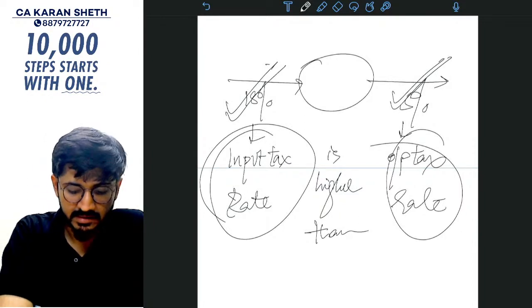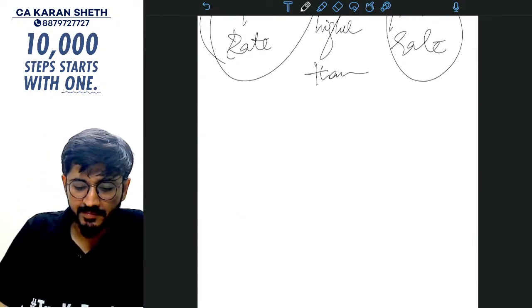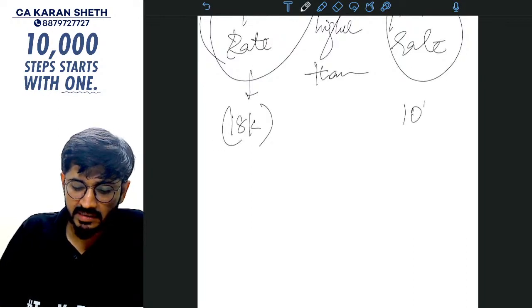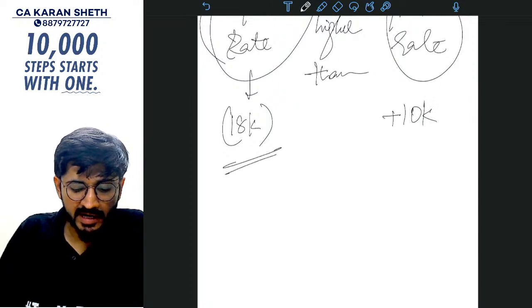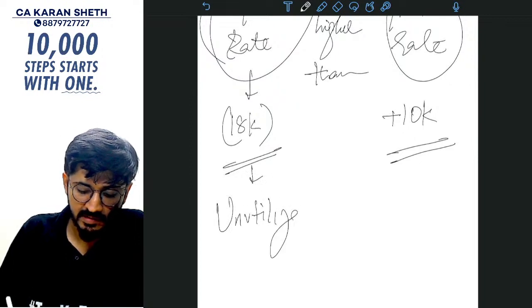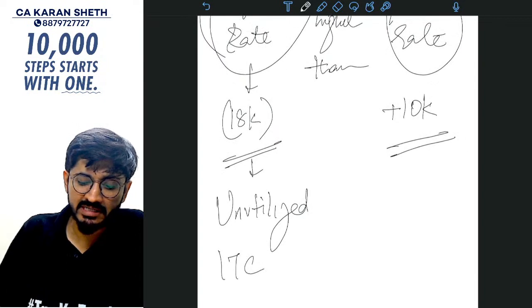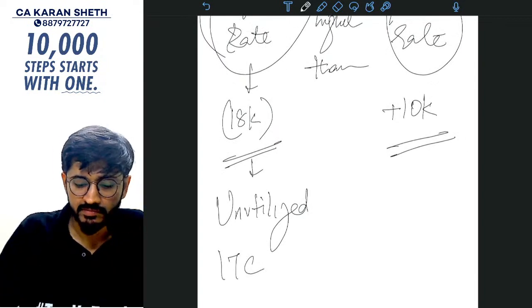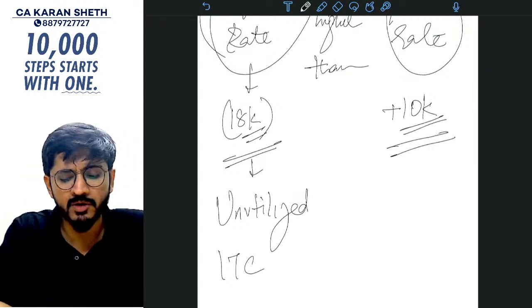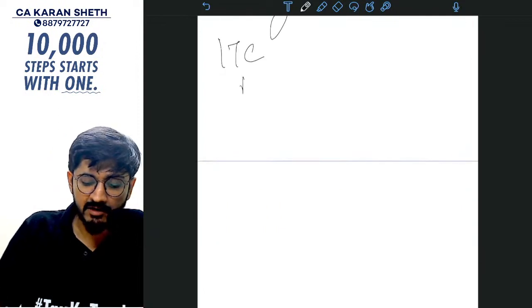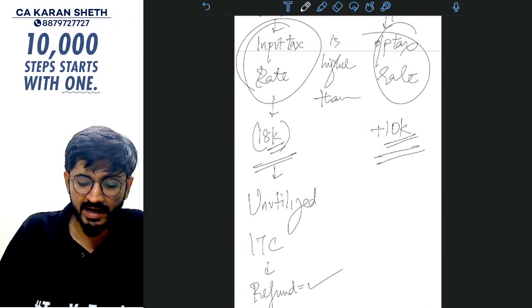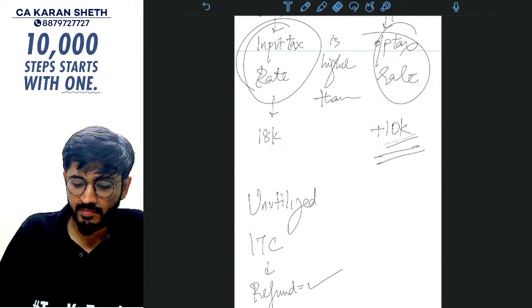Yes, it does. So here what happens is that, let's say my ITC is 18,000. My output tax is 10,000. So always my ITC will be higher than output tax, and always I will have unutilized ITC. So for example, here the unutilized ITC would be 8,000, right? Because you will use this ITC to pay off 10, तो फिर बचा 8, so 8 will be the unutilized ITC. For that, government says that you can get a refund. Got it?